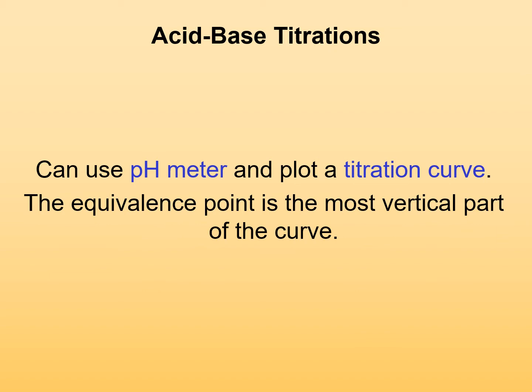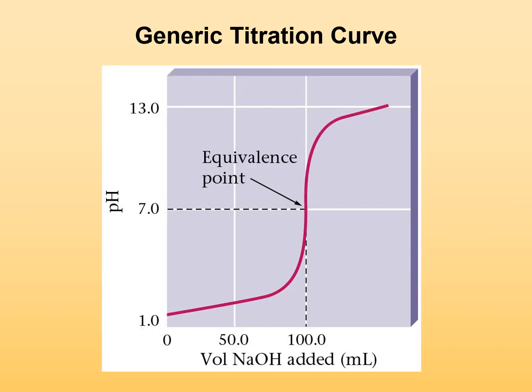So one thing that we can do is we can actually use pH meters and plot titration curves. The equivalence point is going to be found at the most vertical part of the curve. So this is one that you probably saw in Chem 1, just a really basic titration curve. That vertical part is where you have the equivalence point. So our volume that we added was the 100 milliliters, and our end point where they're equal, where the indicator would change color, is at that pH of 7.